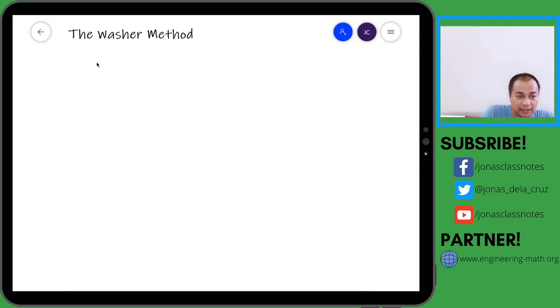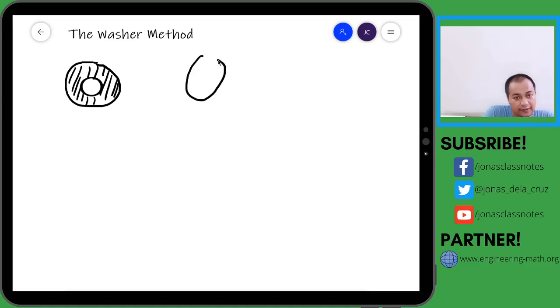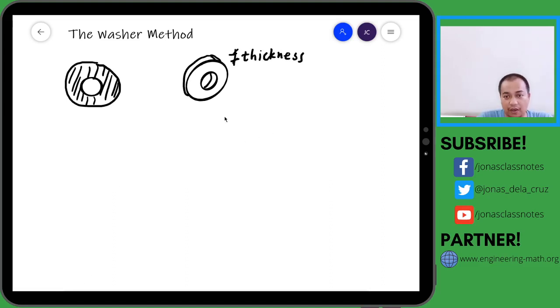So a washer is a circle inside a circle, assuming these are circles. So basically, the cross section is the difference between the areas of the two circles. So the 3D figure looks something like this, and we have something like that. Okay, so we have the area and of course the thickness of the washer. Okay, so how do we find the volume of the washer?